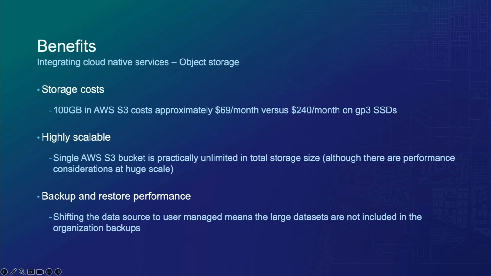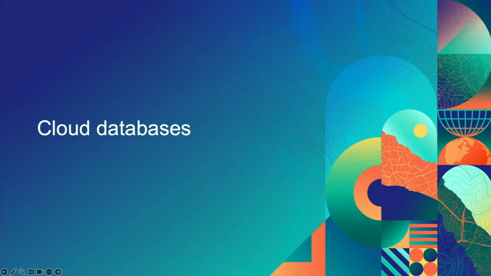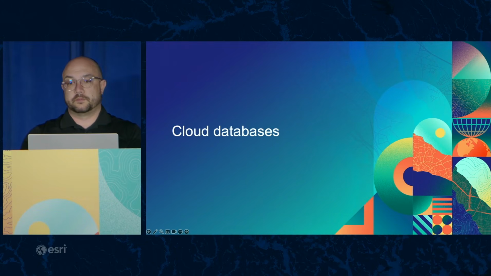We have high scalability. We no longer have to manually increase the size of our EBS volume attached to this VM just to accommodate large publishing events. And we also have that backup and restore performance benefit, where since we're not backing up potentially terabytes of data, we can back up and restore much more quickly and keep that boundary between system managed and user managed data. So now that we've learned about the cloud object stores, let's step into cloud databases for a moment.